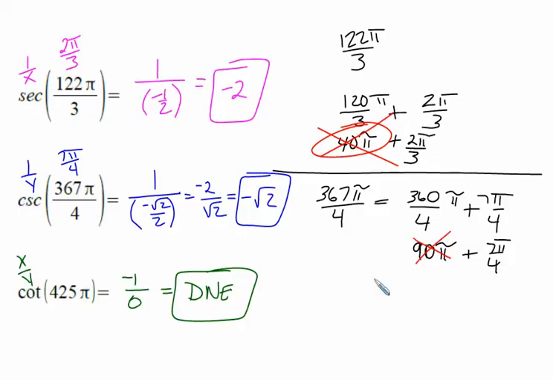If we keep these things in mind, how to find the coterminal angle, how to interpret our unit circle, and what sine, cosine, tangent, cotangent, secant, cosecant all mean in terms of that unit circle point, we should be good to go.